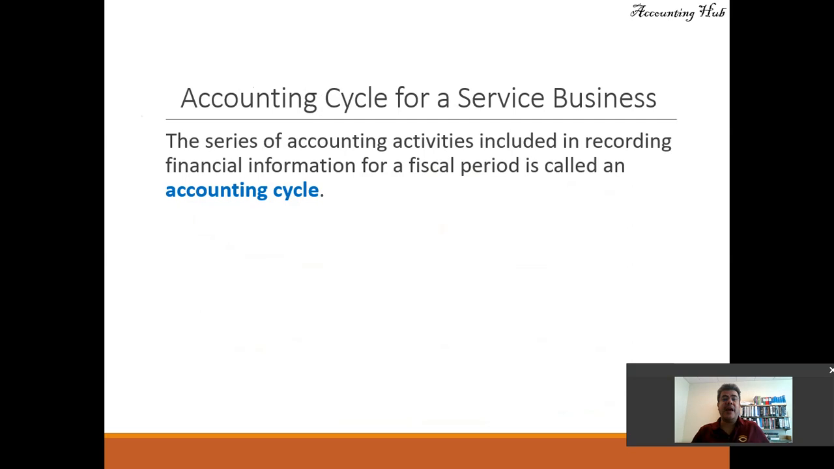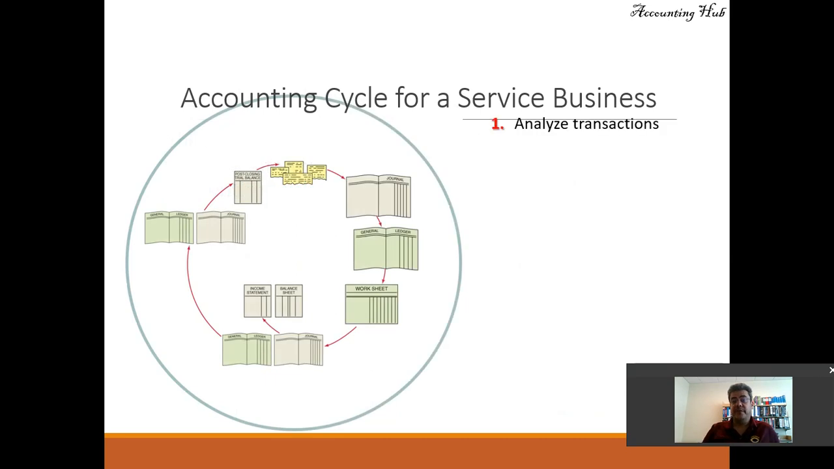And we have the accounting cycle for a service business, the series of accounting activities included in recording financial information for a fiscal period. How does it work? First, analyze transactions. Second, journalize them. And by the way, we have videos about all of these topics on our YouTube channel. Check the playlist that you are in, the bookkeeping playlist. Third, post them to the General Ledger.